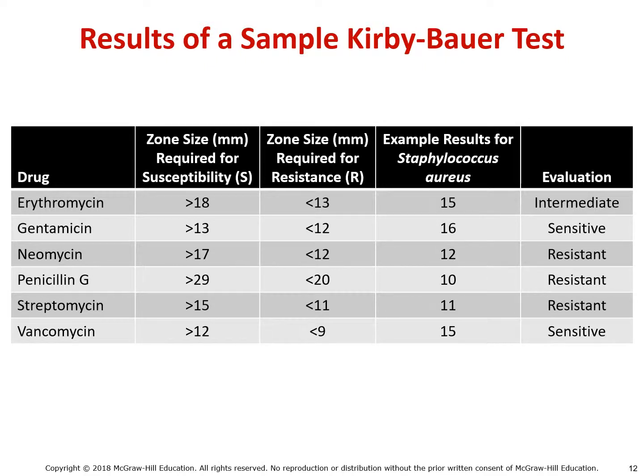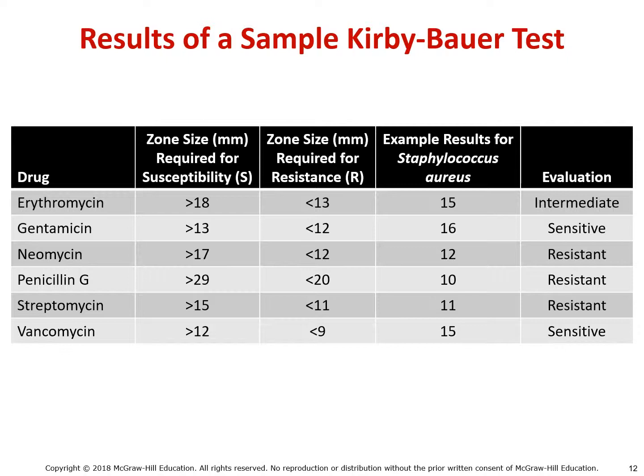So for each of the drugs put on, we would take a measurement of that zone of inhibition. Our example is for hypothetical Staphylococcus aureus here, okay? You'll notice for erythromycin, we had a measurement of around 15 millimeters. We compare that: is that greater than 18 or less than 13? Well, that's actually in between, so we evaluate this as being intermediate.